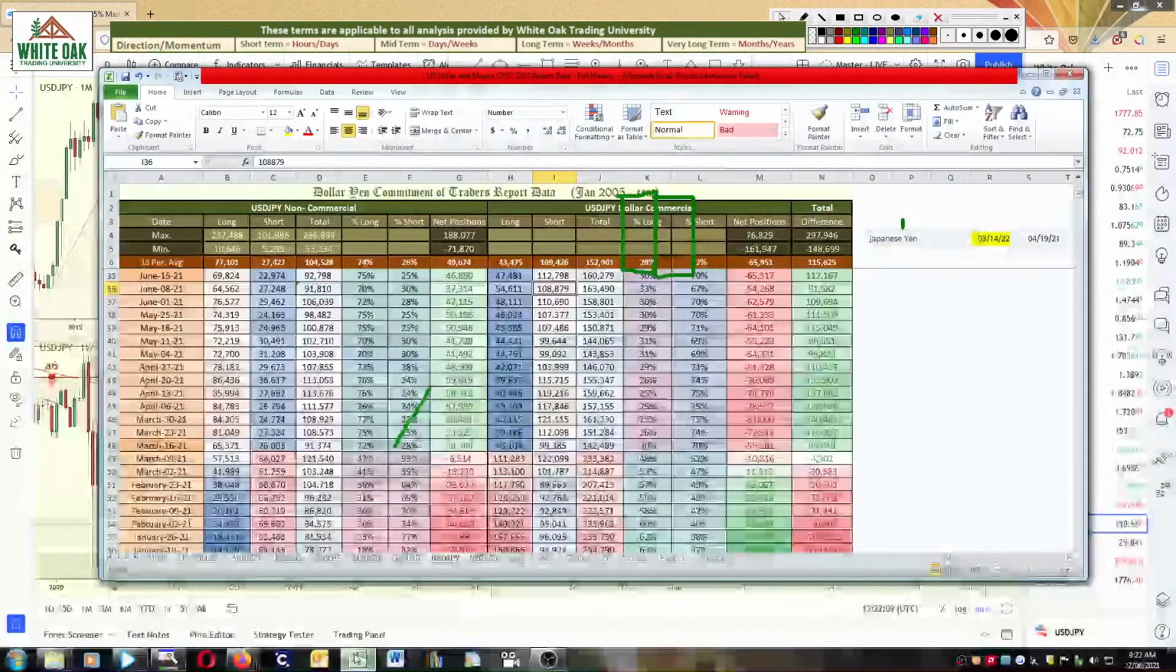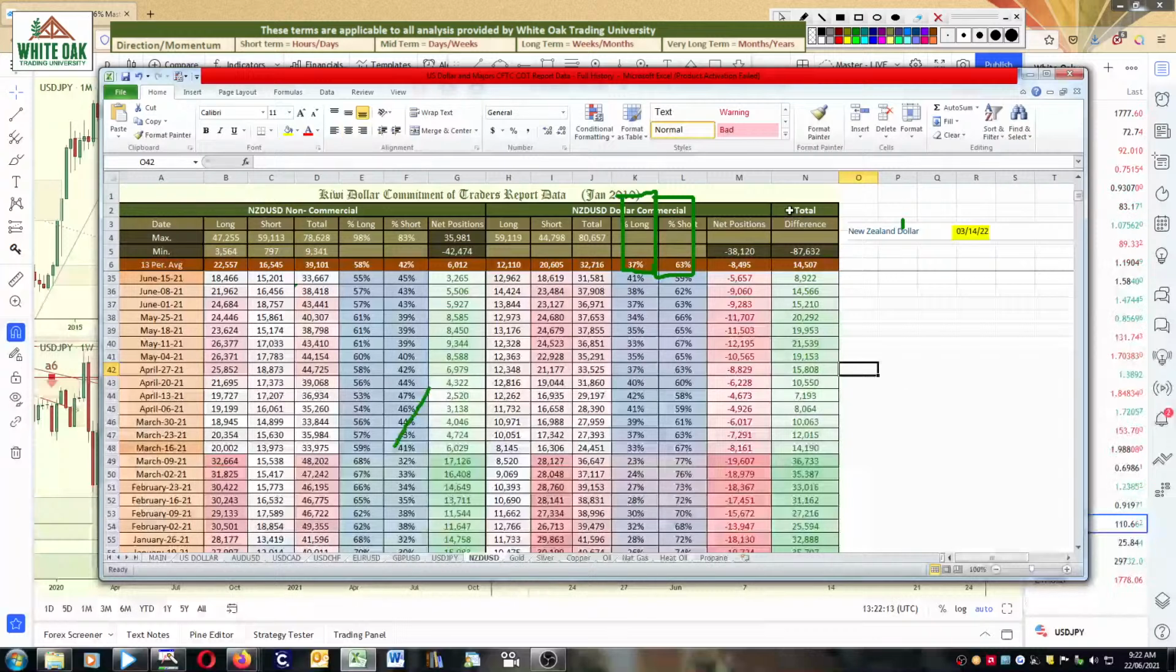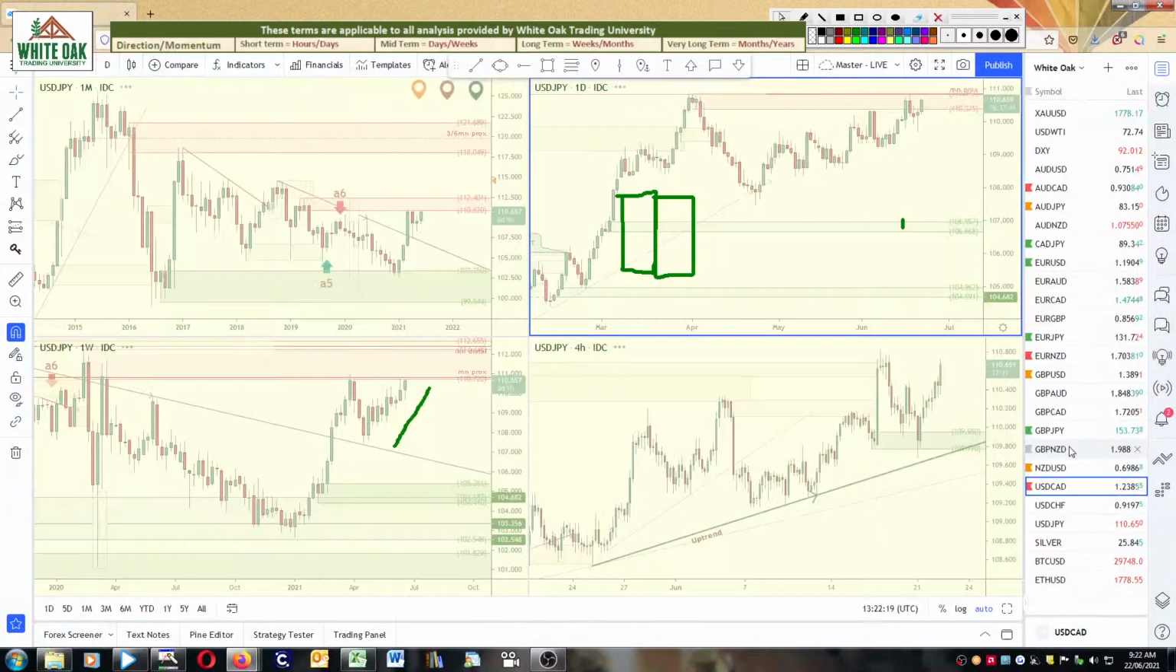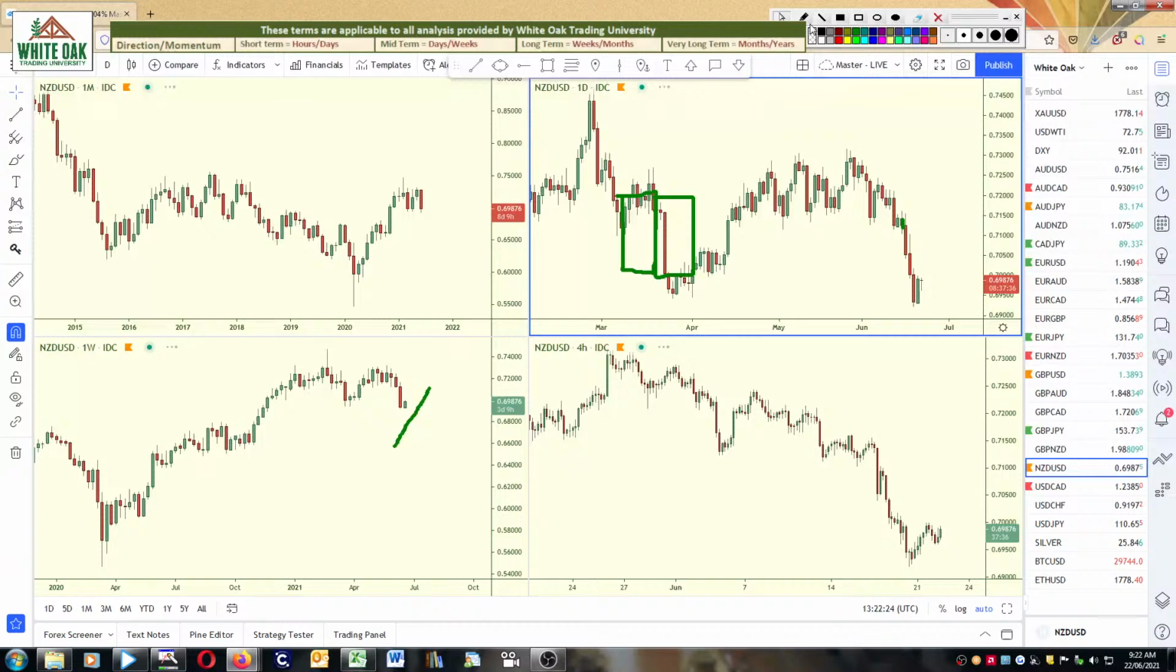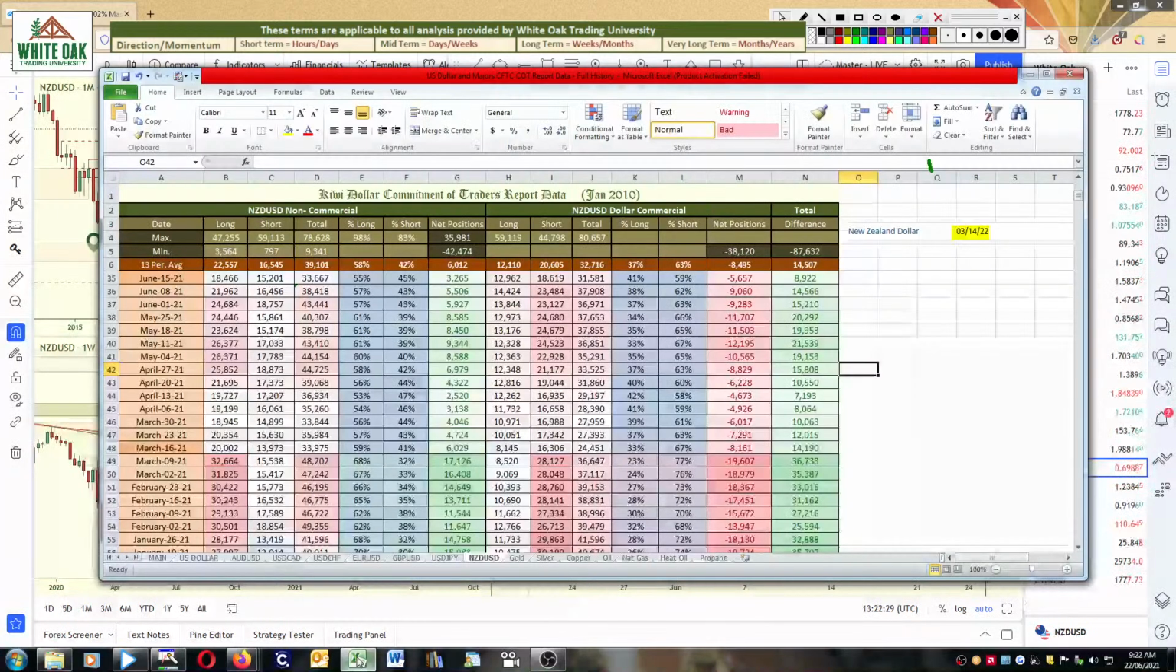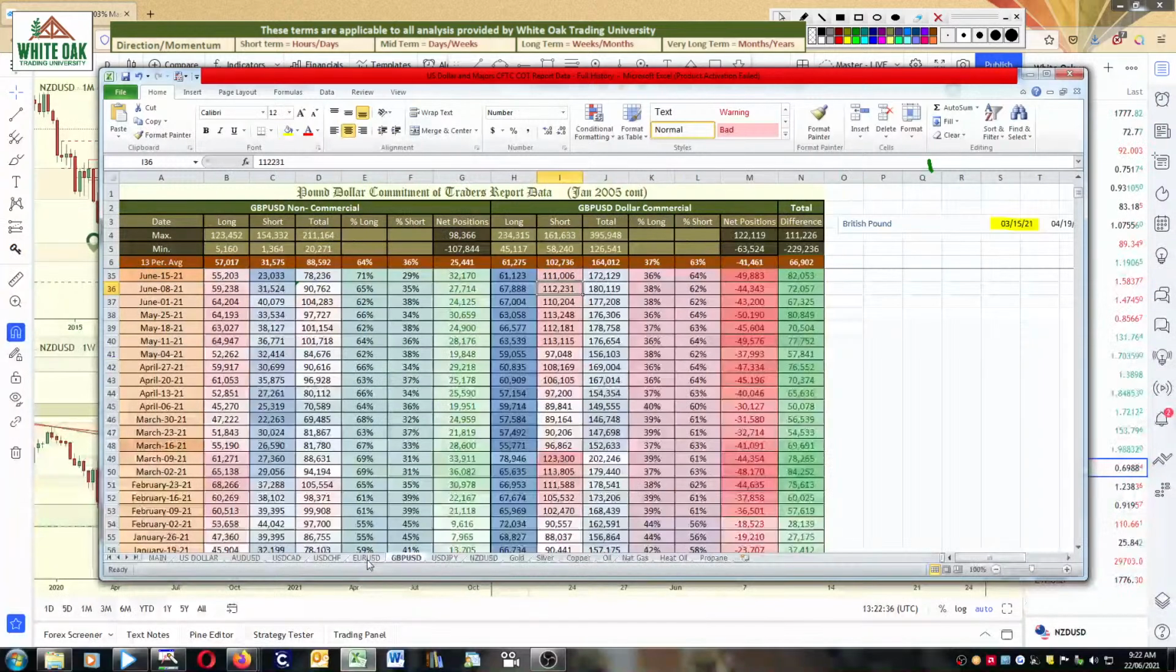So what else do we got here? Kiwi. We see that they decreased their longs from 21 to 18 and slightly decreased their shorts. So decreasing longs, and I believe there was also that drop in price. Yeah, there was that drop in price. So they took profits on long positions, and they're not doing much with shorts. So across the board, profit taking on long positions.